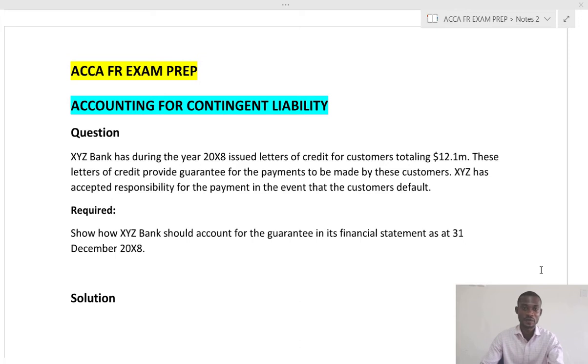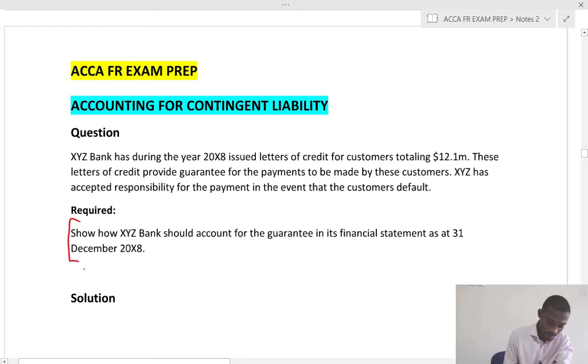My name is Adam. In this video, I'll be taking you through how to account for contingent liability under IAS 37 provisions, contingent liability, and contingent assets. Now, let's look at this question. We start with the requirement. Show how XYZ Bank should account for the guarantee in its financial statement as at December 2008.